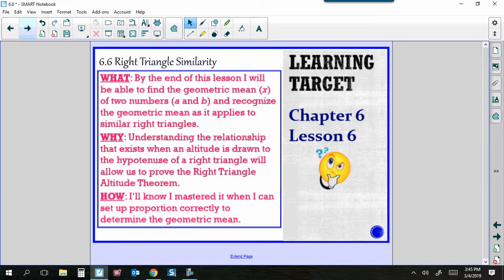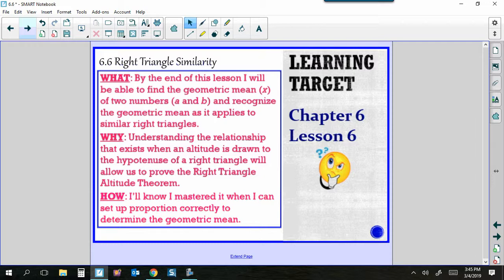Here's why. By understanding the relationship that exists when an altitude, that's the height of something, is drawn to the hypotenuse, the long side of a right triangle, we will be able to prove the right triangle altitude theorem. You will know that you've got this mastered when you can set up proportions correctly to determine a geometric mean.